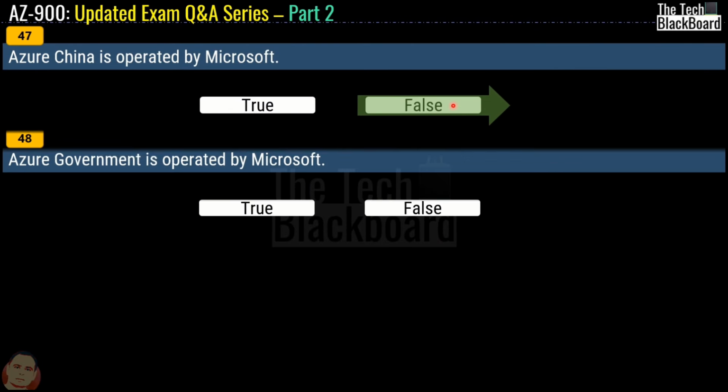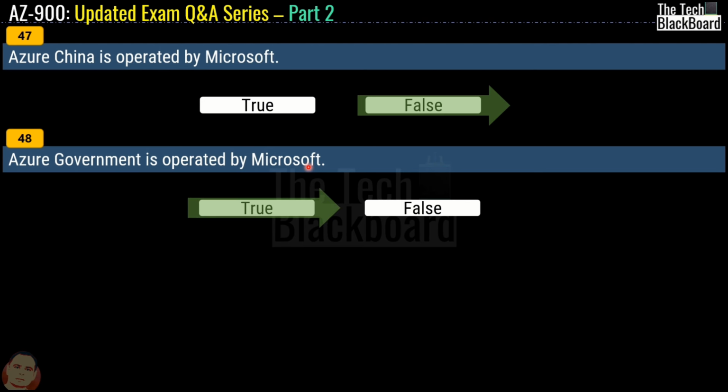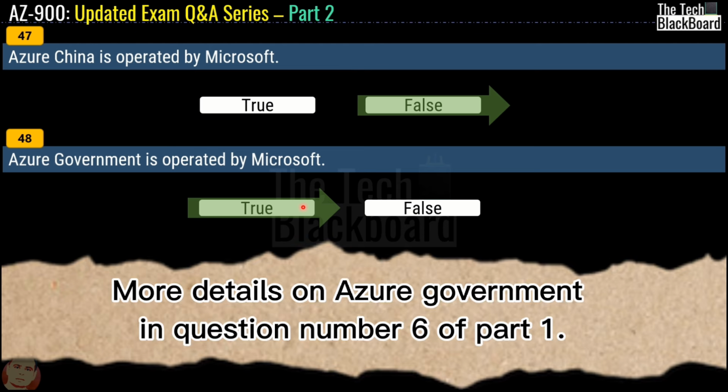Moving on with question number 48, it says that Azure Government is operated by Microsoft. And the correct answer for this question is true. Now you must remember, whenever we are talking about Azure Government, we are always talking about the US government. We will see more questions in the coming slides. However, we talked about the US government and Azure Government in question number 6 of part 1. So if you are looking for more details on Azure Government, you can refer to question number 6 of part 1.